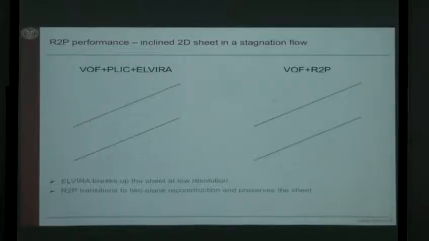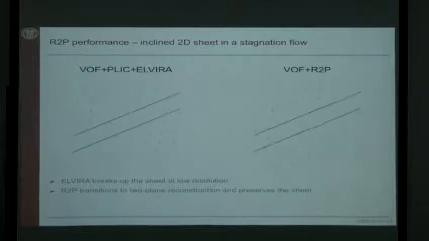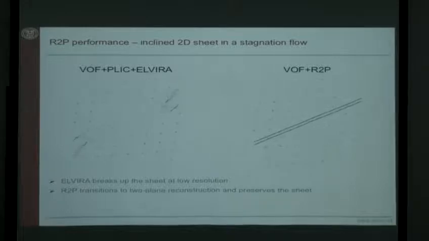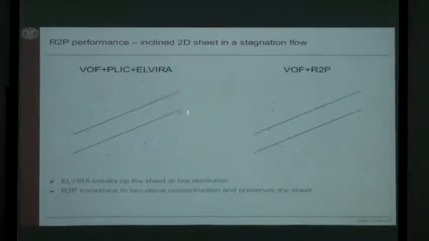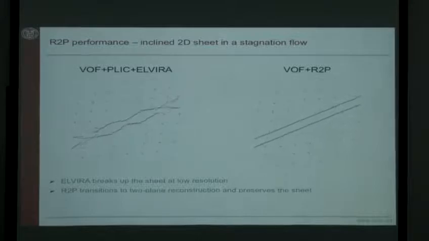All right, let's demonstrate the performance of this. So this is ELVIRA on the left. I should say that we're putting here a film in a stagnation flow. So we're just enforcing a flow field that will thin the film to very small scales. So if I show you that again, if you have the single plane treatment, things obviously break at some point. This is purely numerical breakup. There should be no breakup.